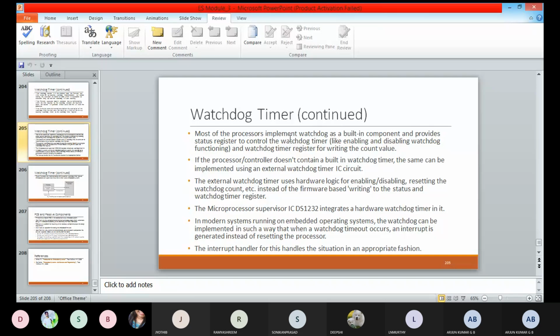Okay, in our phone also we can find a reset option. Suppose during execution this application is interrupted, then what we do is go for resetting the processor.